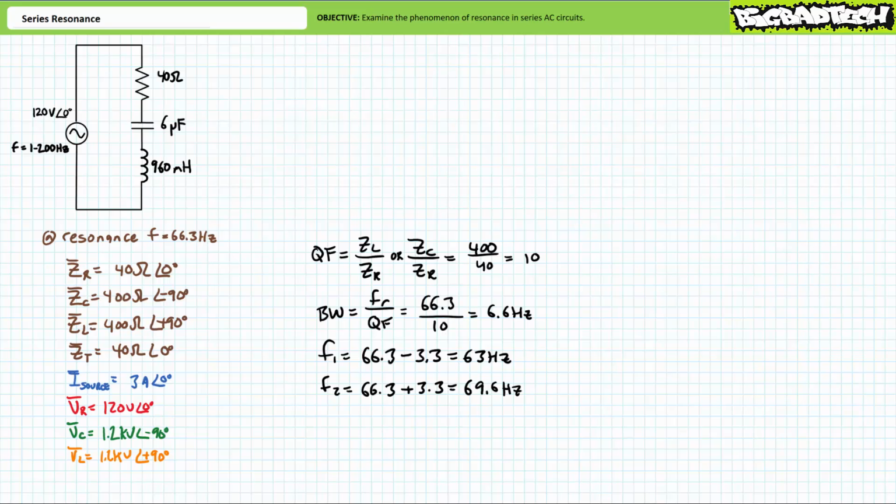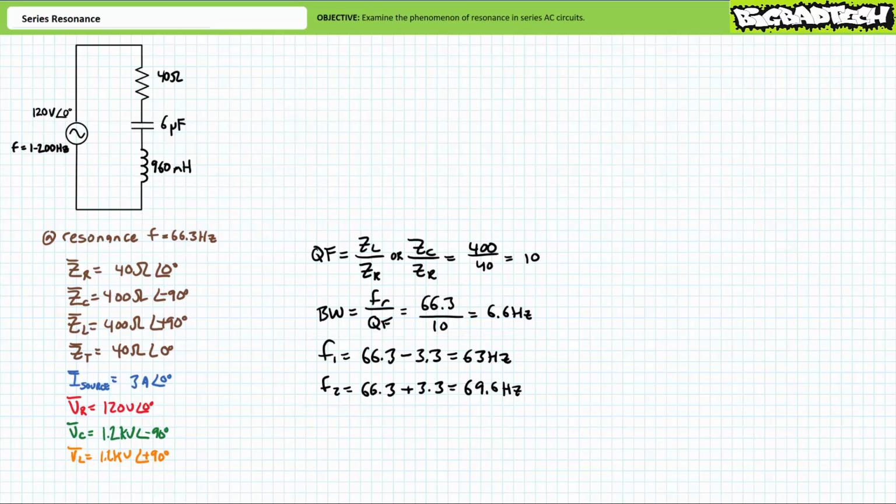Let's now determine the lower and upper half power frequencies. I suppose we could use the weighty half power frequency formulas. However, given the circuit has a quality factor of 10 or greater, we are allowed to assume the half power frequencies are perfectly symmetric about the resonant frequency. Given a 6.6 Hz bandwidth, 3.3 Hz to the left of the resonant frequency will be F1, and 3.3 Hz to the right of the resonant frequency will be F2. Substituting in our given values yields F1 to be roughly 63 Hz and F2 to be roughly 69.6 Hz.